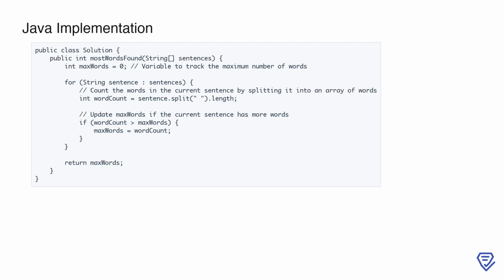This is the Java implementation of LeetCode problem number 2114, maximum number of words found in sentences. The code mirrors the logic from the Python solution, where we iterate through each sentence, split it into words using the split method, and calculate the length of the resulting array to get the word count. The maxWords variable tracks the highest word count observed across all sentences. Key differences in Java include explicit type declarations and the use of arrays for string manipulation.